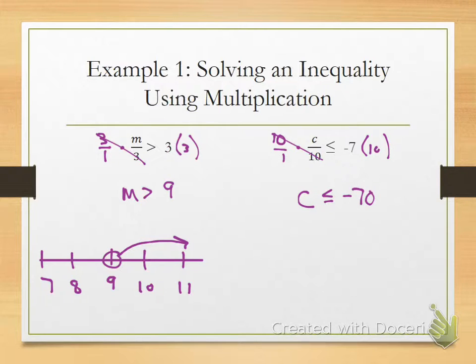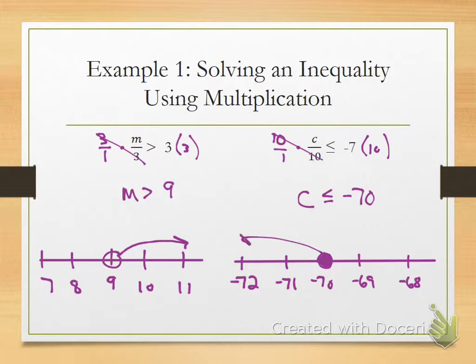And we come down here and we graph our solution. Negative 70. What two numbers go to the left? Negative 71 and negative 72. Remember, the farther left we go into the negative, the larger the negative. Negative 69 and negative 68. All right, open or closed dot on the negative 70? Closed dot on negative 70. And left or right? Left. Less than or equal to.